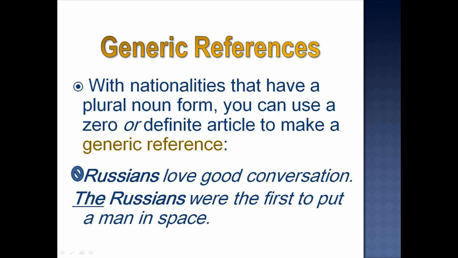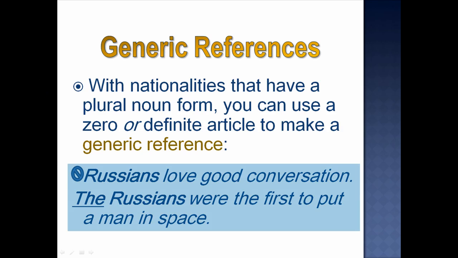Let's talk about making generic references, that is, referring to the whole group and not one particular person or people within the group. With nationalities that have a plural noun form, you can use a zero or definite article to make a generic reference. Here are two examples. Russians love good conversation. The Russians were the first to put a man in space.